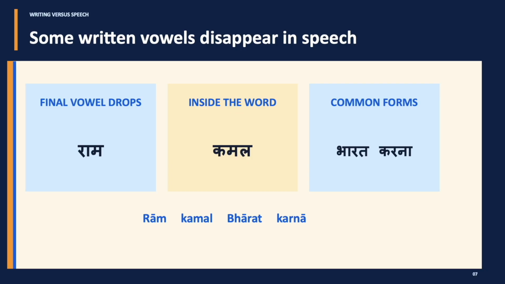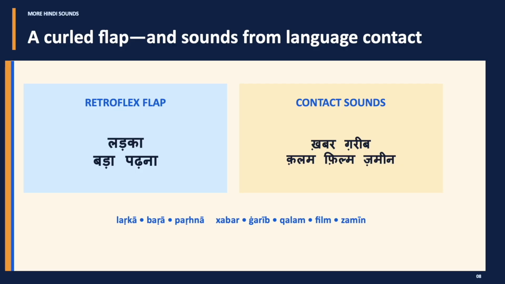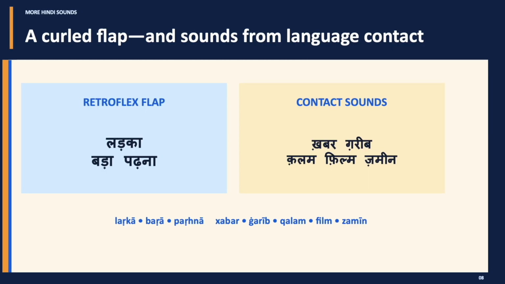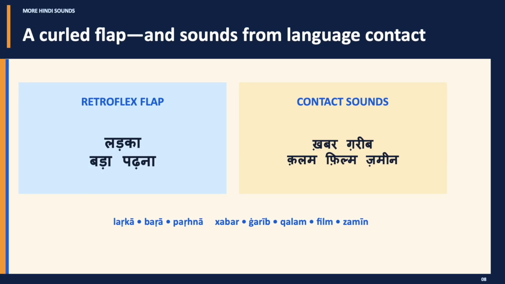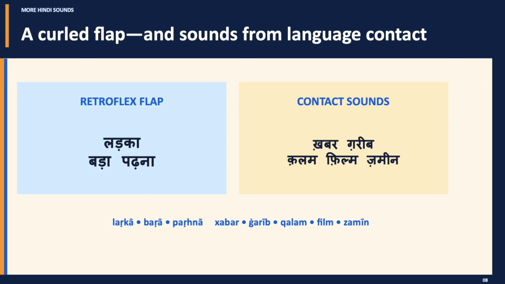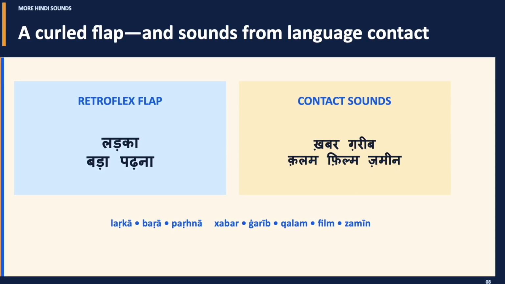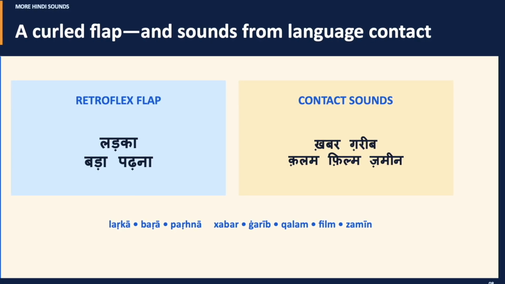Hindi has a characteristic retroflex flap made with a rapid, curled back movement of the tongue. Listen to the first three words and focus on the consonant in the middle. Hindi also contains sounds associated especially with Persian and Arabic vocabulary. Listen to the second group of words. Not every speaker maintains all these distinctions consistently. Pronunciation varies according to region, education, and speaking style. This reminds us that the sound system described in textbooks represents a standard rather than the speech of every individual.